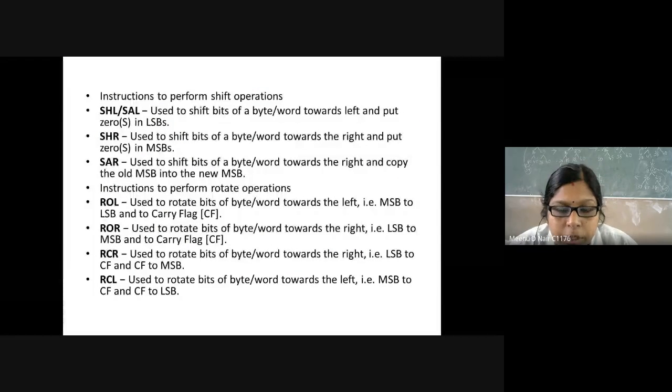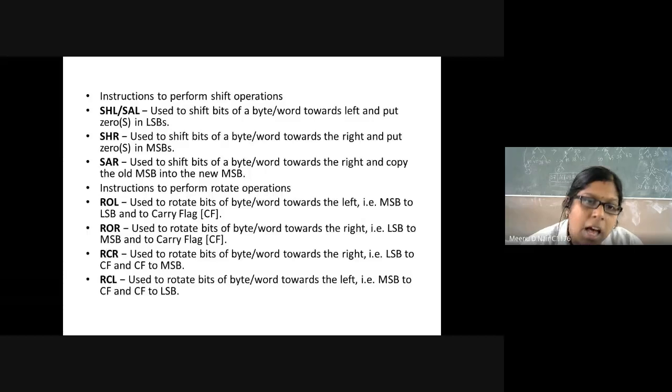Next one is rotate operation. Rotate operations are ROL, ROR, RCR, RCL. Rotate operation means it is used to rotate the bits of a byte or word towards the left. ROL means rotate left.